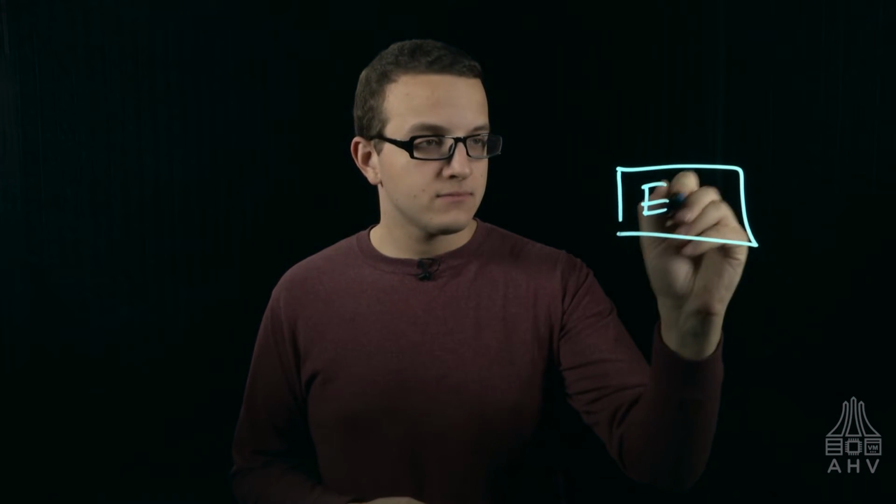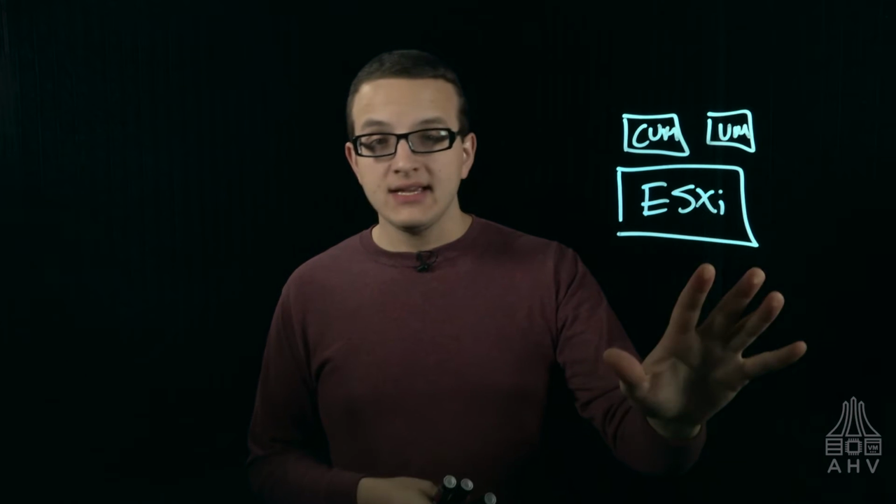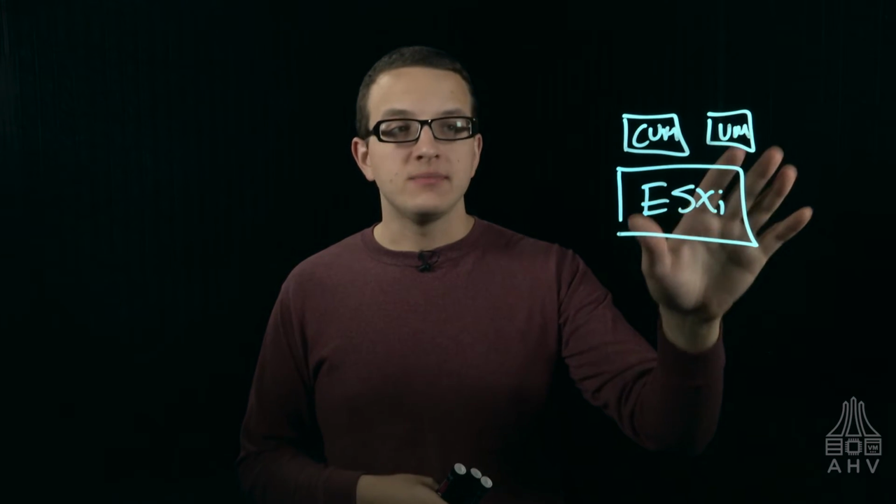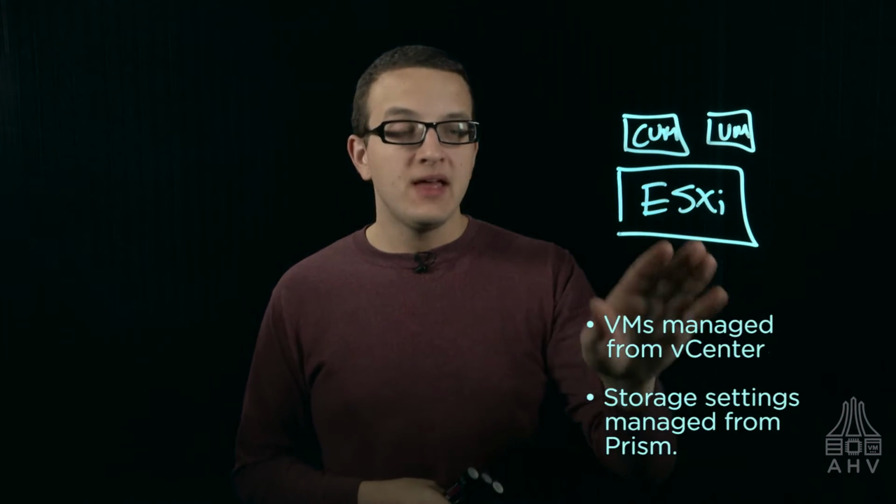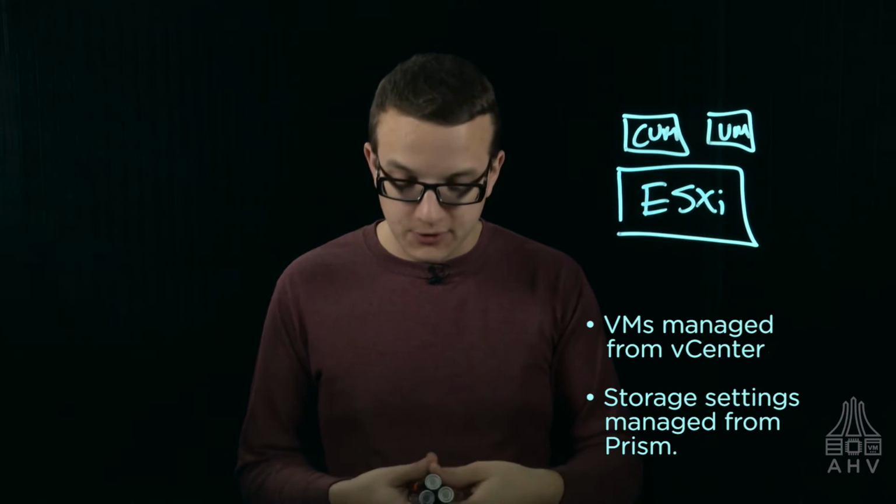So with Acropolis, the most important thing to remember is that both the hypervisor and the CVM management stacks are aligned. What I mean by this is that in vCenter, or vSphere, we have the ESX host, the CVMs, and your VMs. The CVMs you manage through Prism, ESXi you manage through your virtualization interface, such as vCenter. If it was Hyper-V, you'd use SCVMM or Hyper-V Manager.